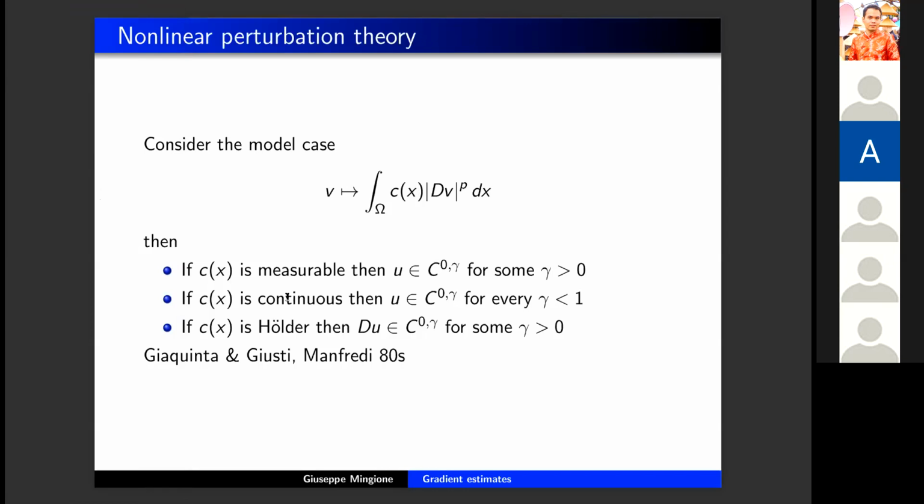Then if you prescribe that c(x) is continuous, then you have an upgrade from some gamma to every gamma before 1. And then finally, when c(x) is Hölder, then the gradient is Hölder. And if p is equal to 2, then the two exponents coincide. For p equals 2, this is Schauder theory. Otherwise, it's nonlinear Schauder theory. And these are essentially contributions of Giaquinta, Giusti, and Manfredi. These are classical results at the beginning of the 80s.